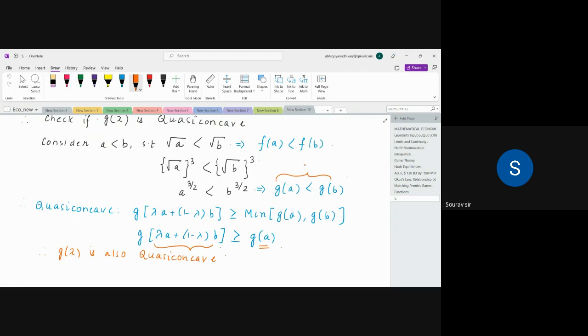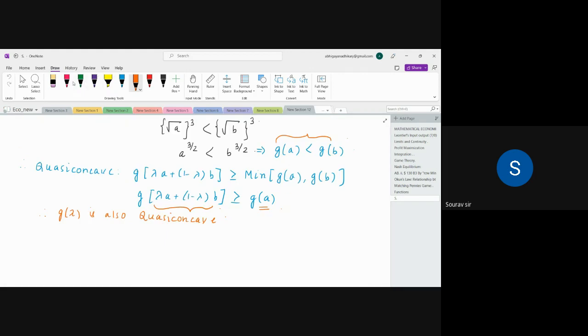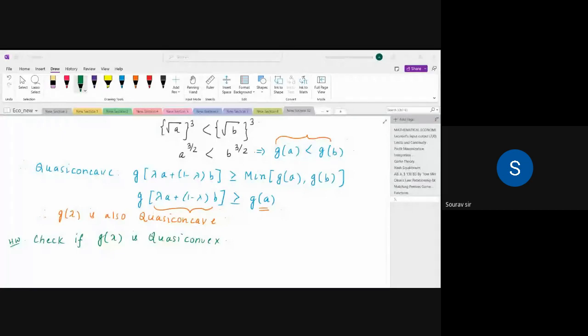I request all of you to check if g(x) is quasi-convex as well. For that, first of all, you need to check whether f(x) is quasi-convex or not. If that is the case, then this will automatically happen. Okay, so that's it for today, everyone. With this, we complete this topic of quasi-concavity and convexity. So I'm stopping the screen share.